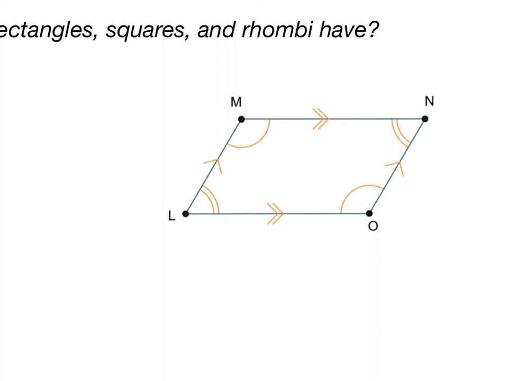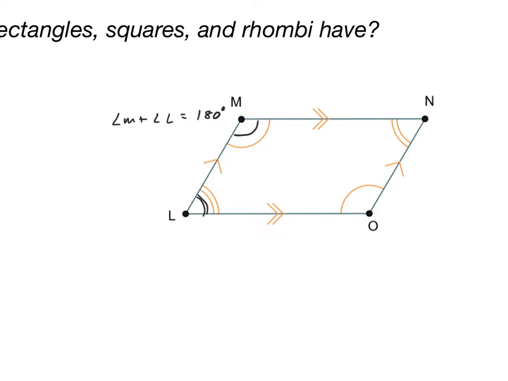We also know that our diagonals will bisect each other, which means that they cut each other in half at the midpoint here. What other properties can we think of? I know that angle M plus angle L is going to equal some magic degree of 180 degrees. So consecutive angles within a parallelogram are equal to 180 degrees.